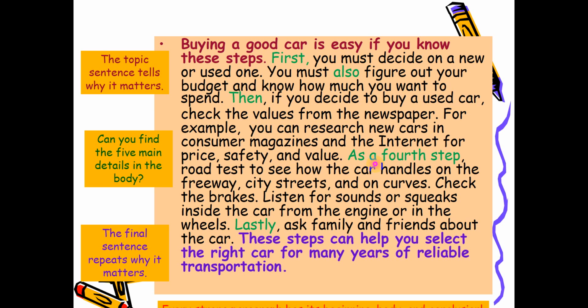In the fourth step, I do not give detail, but I use a long sentence. As a fourth step, road test to see how the car handles the freeways and curves. Remember, pay attention here. There is no subject here. Road test to see. Check the brakes, listen for sounds or squeaks inside the car. So here in the fourth step, I use an imperative sentence. It's okay whether you want to use a declarative sentence using you or just use an imperative sentence. But if you use an imperative sentence, remember there is no subject.